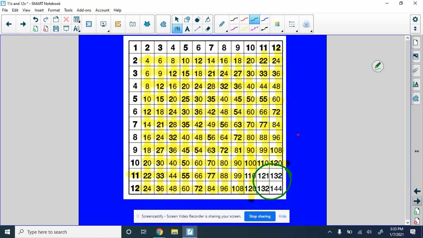Because as we did all these other facts, you've done them all with 11 and you've done them all with 12. You just haven't done these 4 at the very bottom corner. So that's really all you have to learn, the only ones that you're going to learn.